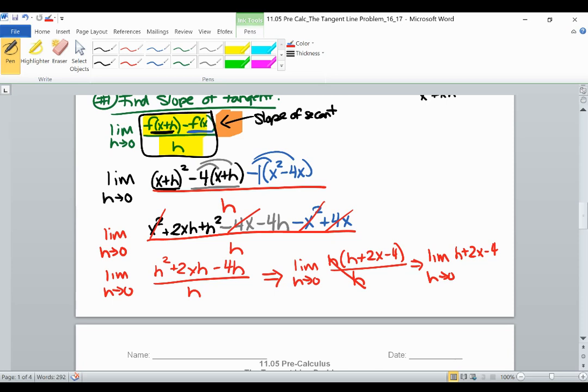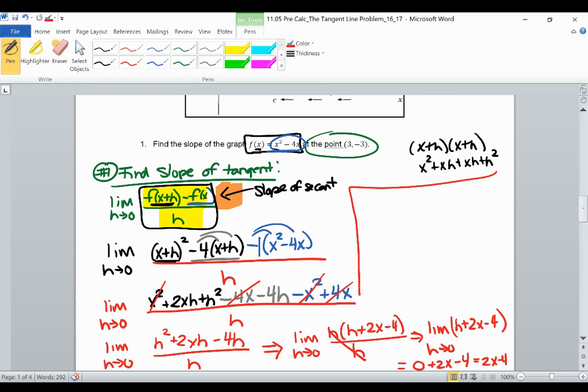And from here, I can now use direct substitution. So I can put in a 0 for my h. So I have 0 plus 2x minus 4. So it just gives me 2x minus 4 for my derivative. So that means, I'm just going to go up here a little bit, f prime of x, so the derivative at f of x equals 2x minus 4. Okay, so now we've found the slope of our tangent line, we've found our derivative.